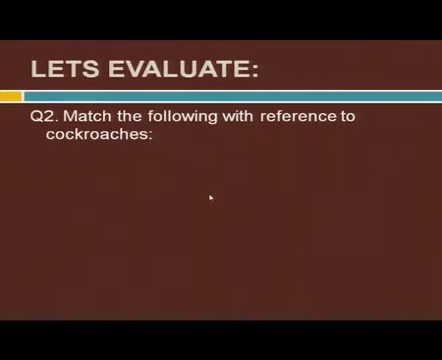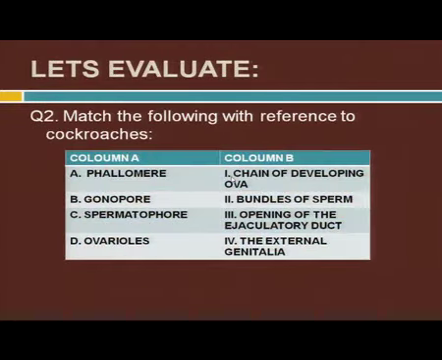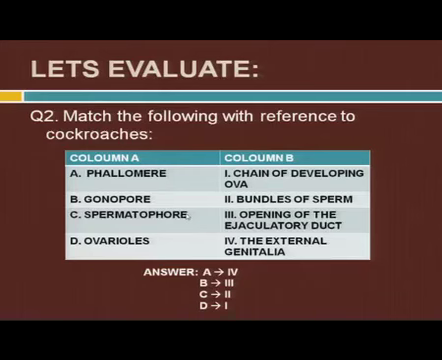Next question. Match the following with reference to cockroaches. So, the column A is giving phallomere, gonopore, spermatophore, ovarioles, and column B is giving chain of developing ova, bundles of sperm, opening of the ejaculatory duct and the external genitalia. Try solving this. Now, let us see the answer.